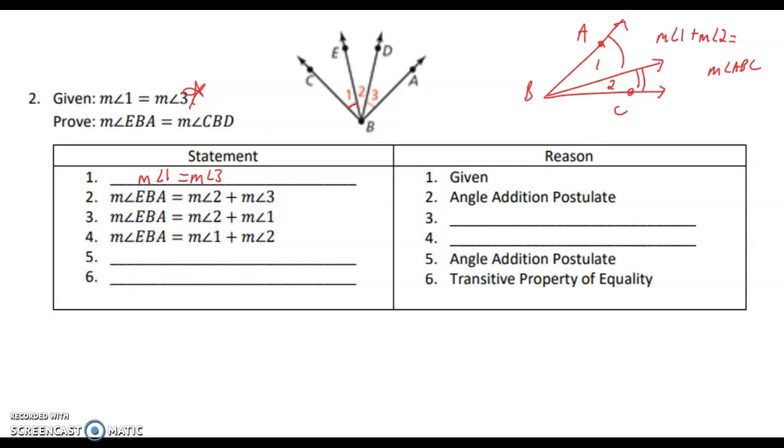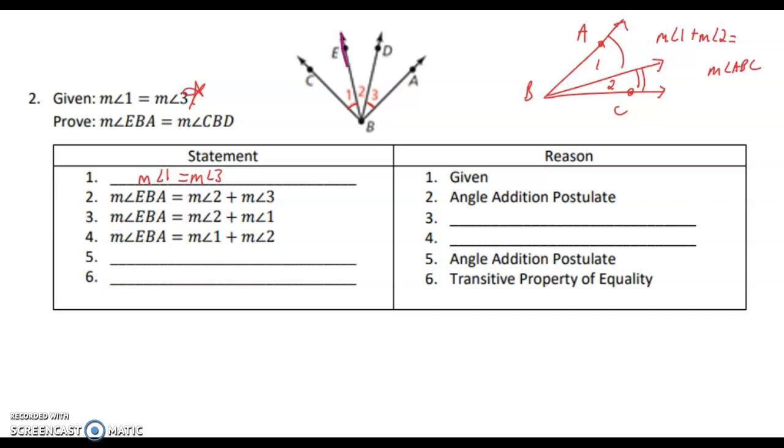As you can see, they've marked it on the picture with the congruence lines. So we know angle 1 is equal to angle 3. All right, let's look at angle number 2. Angle EBA. So let's just take a look real quick.